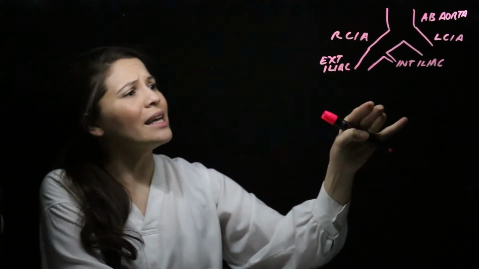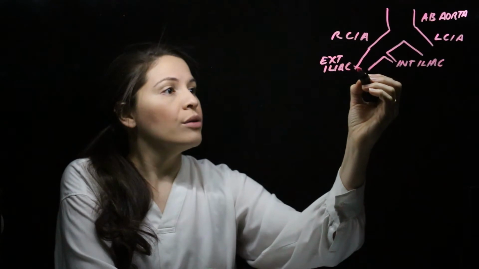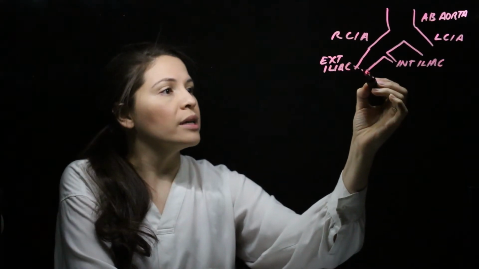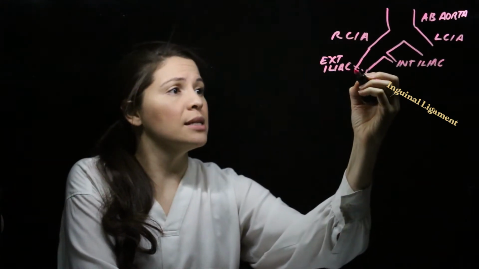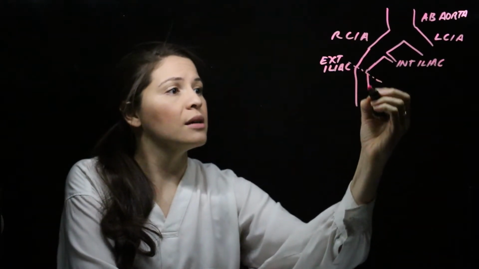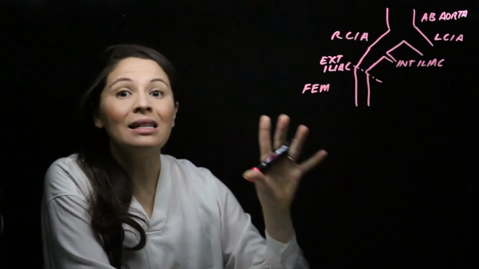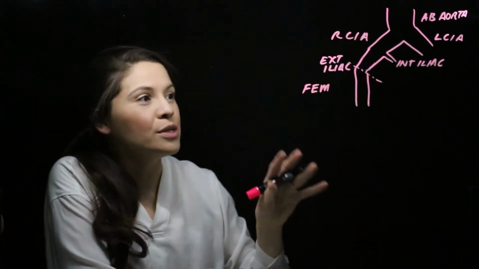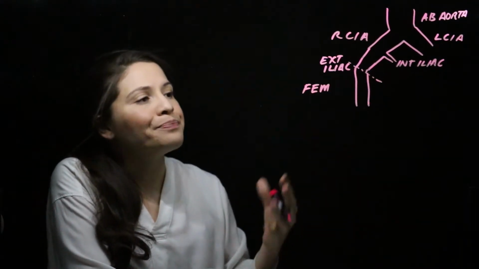So the external iliac is then going to leave the pelvis, and it goes under the inguinal ligament. And once the external iliac goes underneath the inguinal ligament, it pops out as the femoral artery. So the femoral artery is situated within the femoral triangle. So you have large structures there like the femoral vein and the femoral nerve as well.